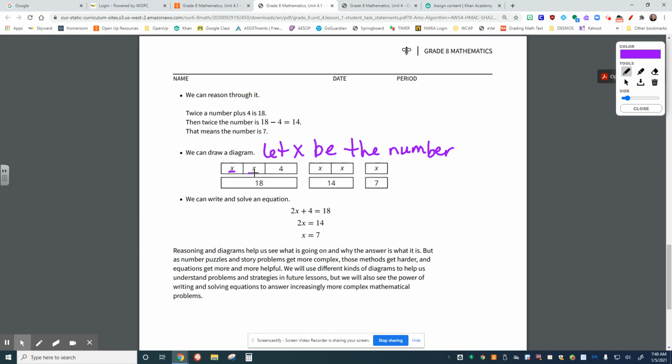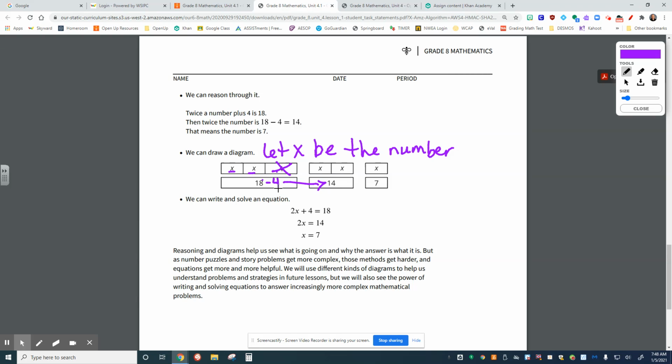If I think about those 2 numbers as just X and X, I know that I have to have something that's 4 less than 18. And so I would remove this 4, which would give me 14. And I know that the 2 numbers together are the exact same number, so I could just divide that by 2 and I get 7.